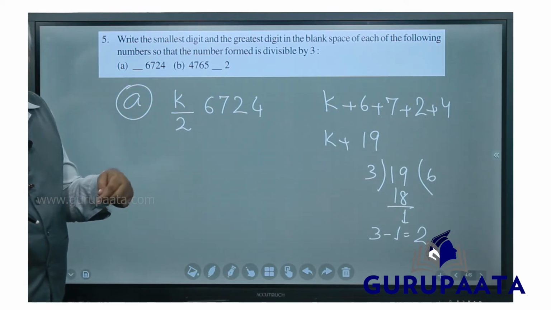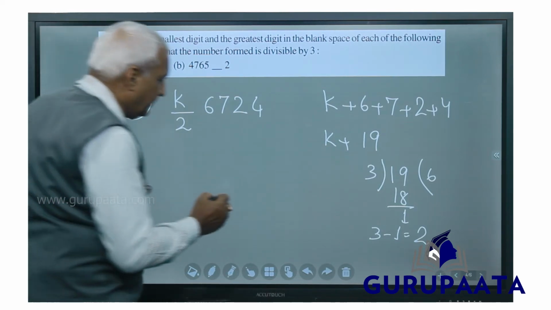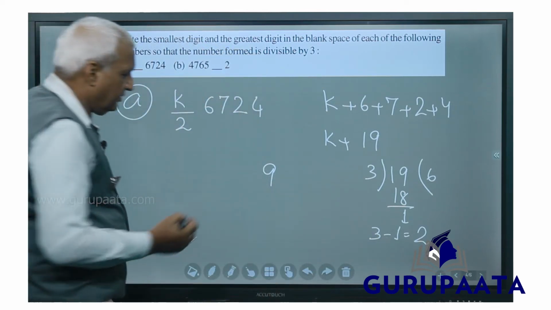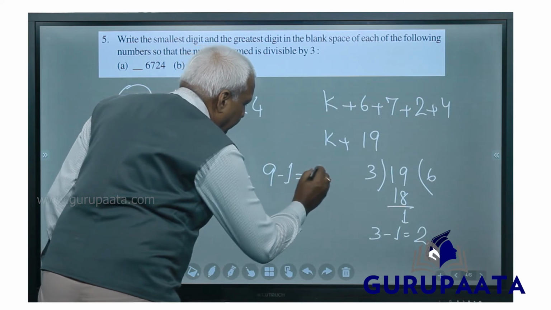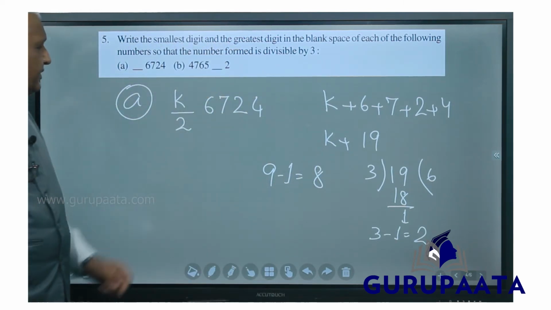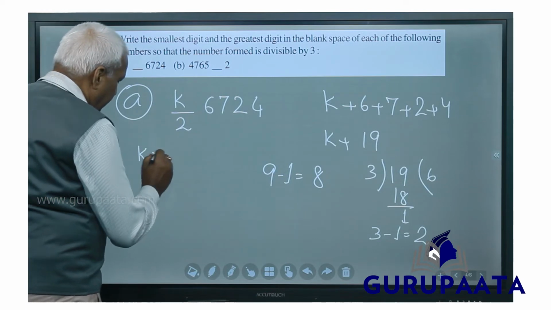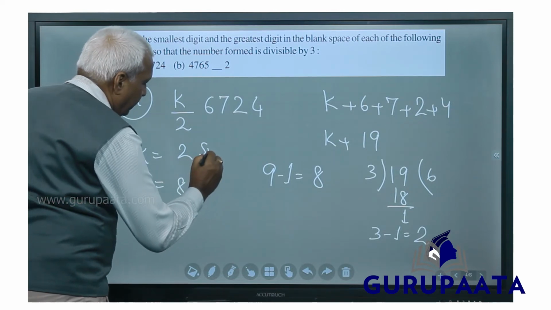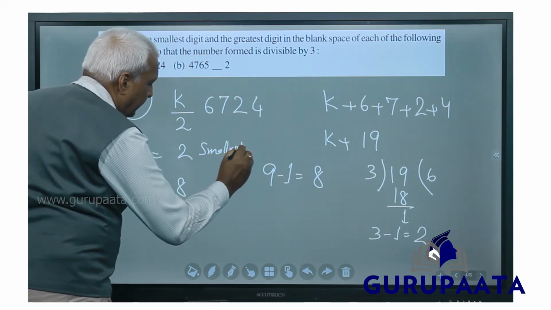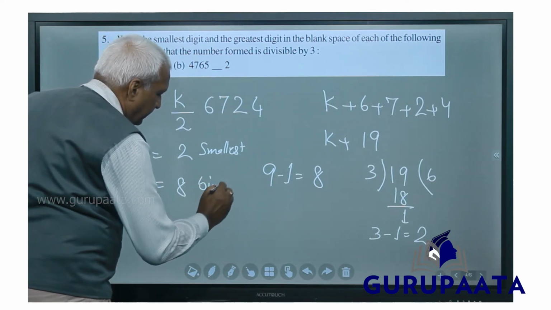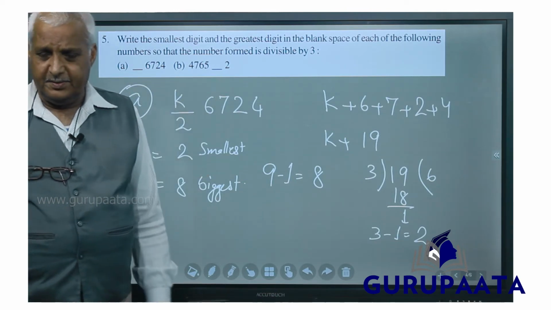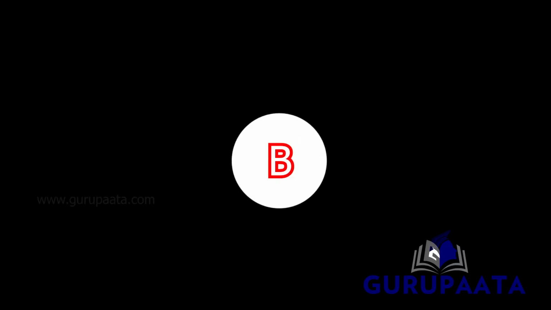Now we will go for the biggest number. So the biggest number is 9, and 1 is already there, so 9 minus 1 equal to 8. So the biggest number will be 8. So k is equal to 2 or 8, the smallest and biggest number that can be filled in the blank to make this number divisible by 3. Understood? Okay, if understood, we will go for question number B.